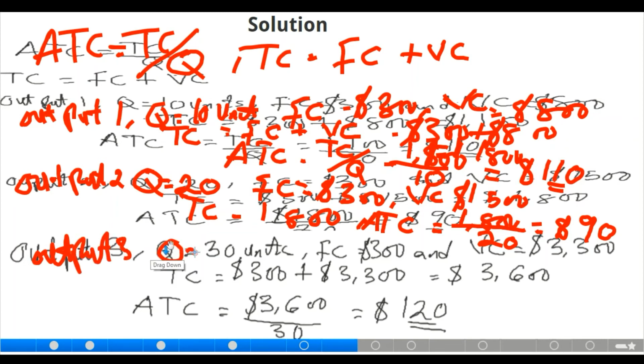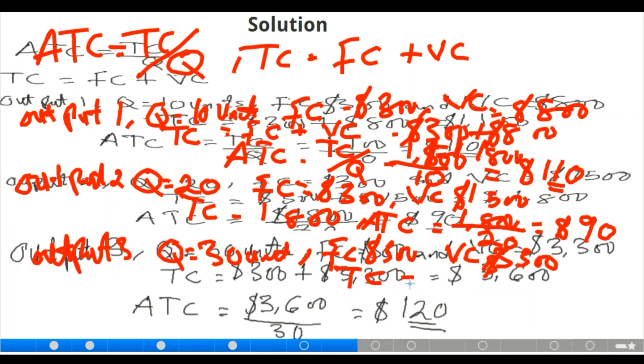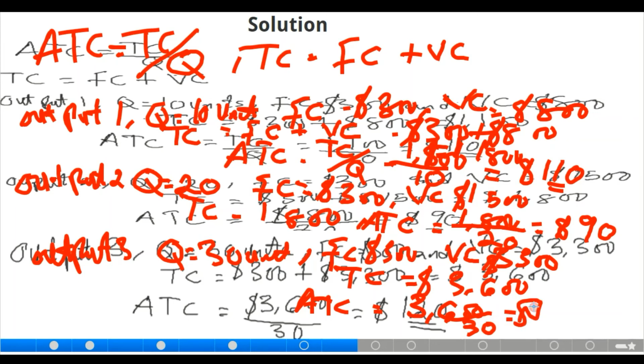Our output 3, we have the quantity to be what? We have the quantity to be 30 units. And at the same time, we have our fixed cost to be what? 300 as usual. And our variable cost to be $3,300. Now our total cost here will be the addition of the fixed cost and the variable cost, which is $3,600. Now to get our average total cost here, 3,600 divided by what? Divided by the output 3, which is this one, will give us $120.